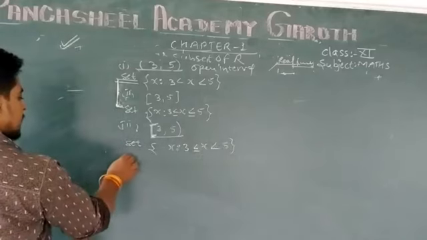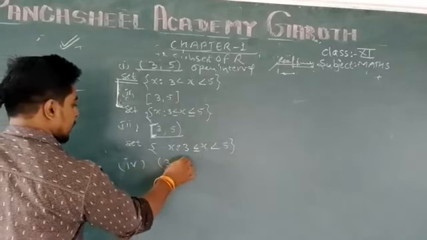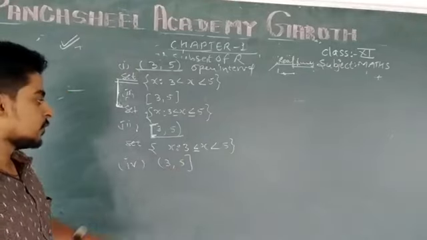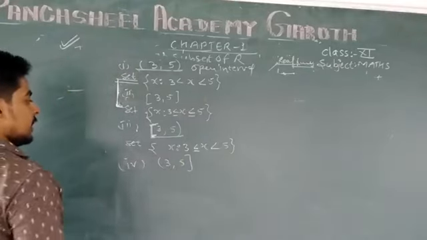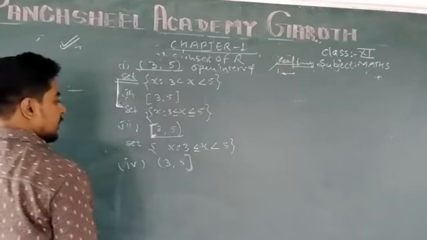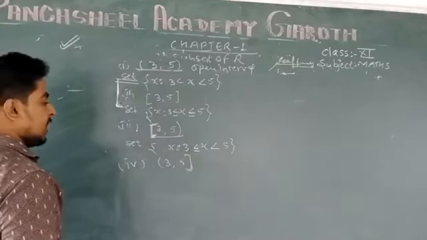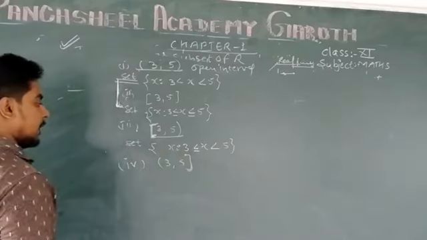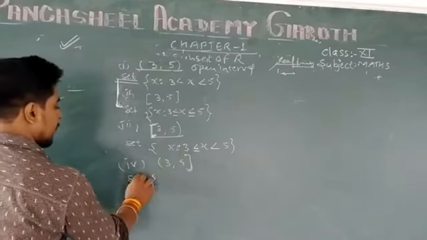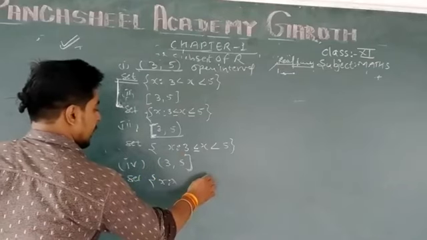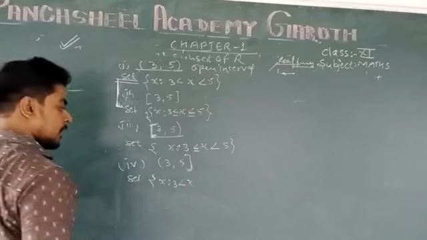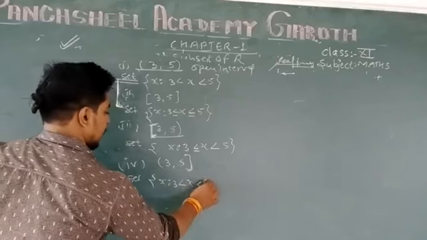And in the last case, if we talk about (3, 5], first check which type of interval this belongs to. It is a semi-open interval and the square bracket is given behind the 5, which means that the last value is included in the interval. Therefore the set builder form is x such that x is greater than 3, it is not included, but less than or equal to 5.